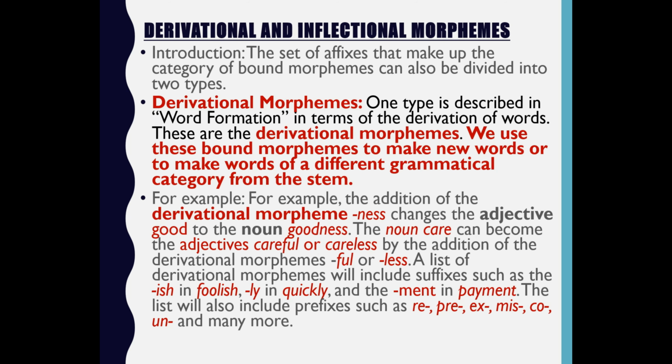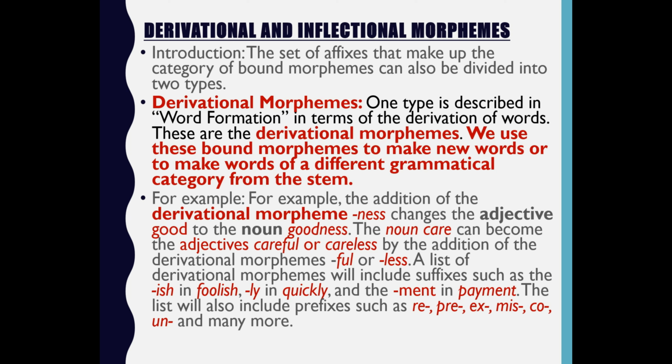Okay, let's pick it up from bound morphemes and divide bound morphemes into two more types: derivational morphemes and inflectional morphemes. The set of affixes that make up the category of bound morphemes can also be divided into two types. The first type of this slide is derivational morphemes. إيه هم derivational morphemes؟ One type is described in word formation. فاكرين الword formation البروسيسز بتاعت الword formation اللي احنا اتكلمنا عليها في نفس البرزنتيشن ده. Derivation, the process of derivation.